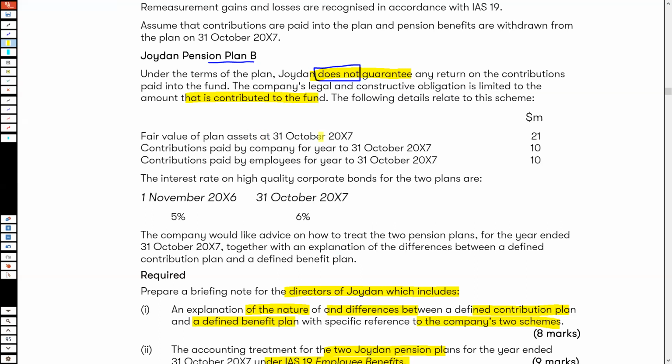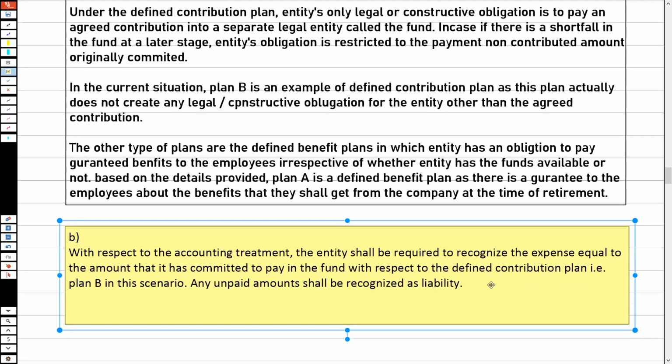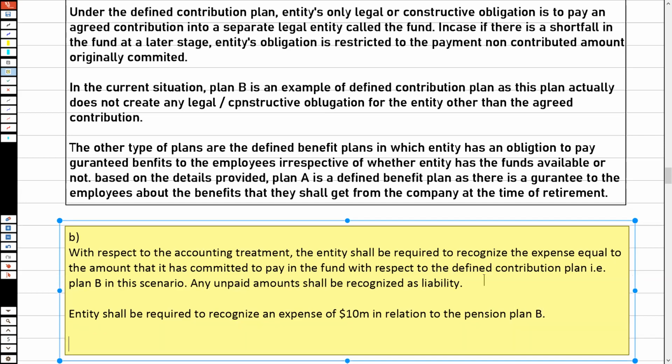So if you look at this pension plan B, the fair value of plan assets was 21. Contributions paid by the company are 10. The contributions paid by employees are 10. So you would say that the entity shall be required to recognize an expense of $10 million in relation to pension plan B. With respect to pension plan A, the expense of this much shall be recognized under the admin.